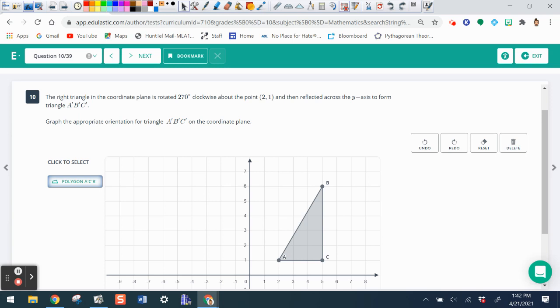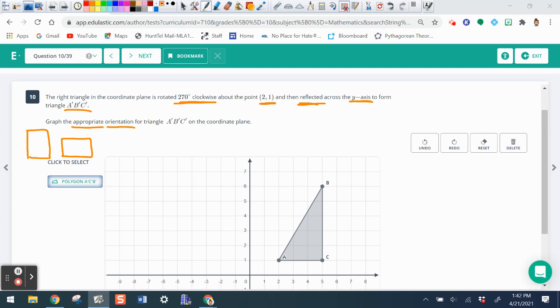So the right triangle in the coordinate plane is rotated 270 degrees clockwise about the point (2, 1), and then reflected across the y-axis to form triangle A prime, B prime, C prime. It says graph the appropriate orientation. That just really means the direction of it. You know, like a sheet of paper, this is what we call portrait orientation, or if you turn it on its side, landscape.